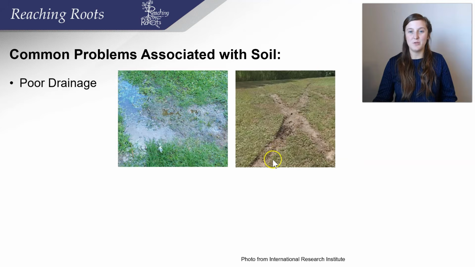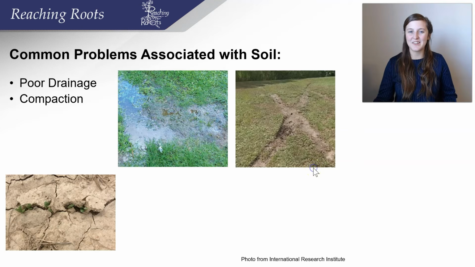This can cause issues because the grass might not grow very well there. What type of soil do you think that is with compaction? If you said clay soils, you're correct. This soil has cracking at the top, and you can see that it's shrinking and expanding, and it's causing these cracks. That can make it hard. It's called soil crusting. It can make it hard for plants to germinate.